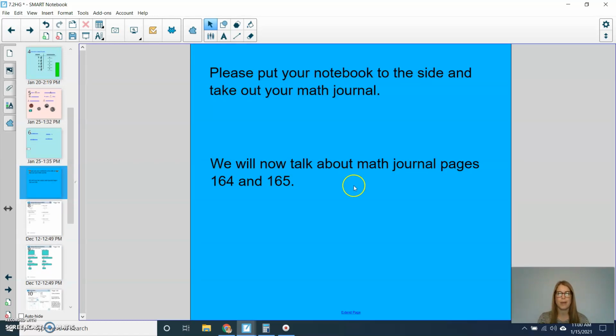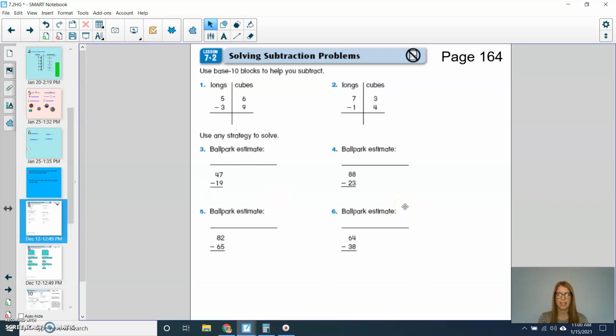Now you can put your notebook or your whiteboard to the side and we'll talk about our math journal page. We'll first talk about page 164. Page 164 looks like this. So you can see we have 6 problems. Let's talk about problems 1 and 2 first. They're using base 10 blocks to help you subtract. So if you have 56 minus 39, that's just like saying you have 5 longs and 6 cubes, and you're subtracting 3 longs and 9 cubes. And then looking at number 2, if you're thinking about 73 minus 14, could you press pause, solve problems 1 and 2, and then press play when you're ready to check?